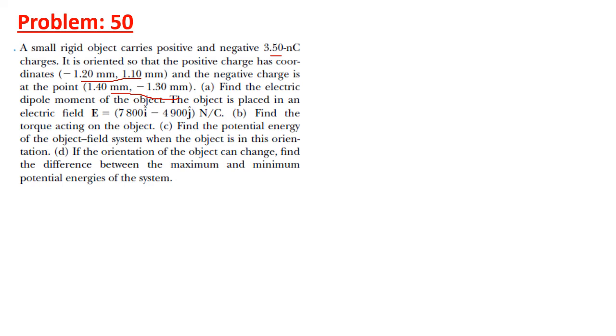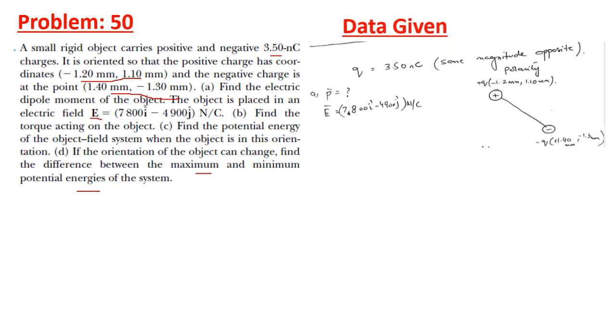First we have to find the electric dipole moment of the object, that is, first of all I have to find P. In the A part they have also given the electric field. In the B part we have to find the torque acting on the object. In the C part, find the potential energy of the object-field system when the object is in this orientation. And in the last part, if the orientation of the object can change, find the difference between the maximum and the minimum potential energy.